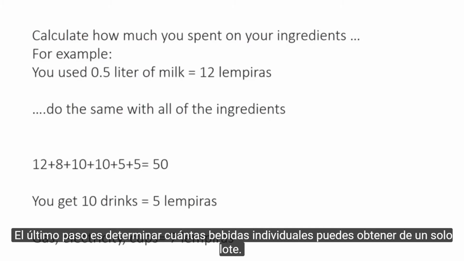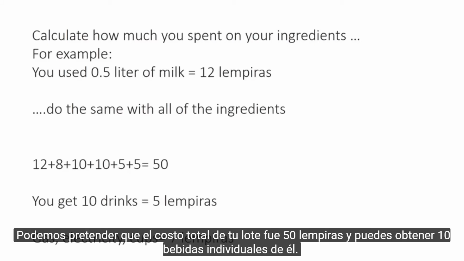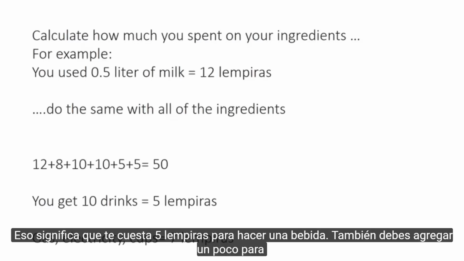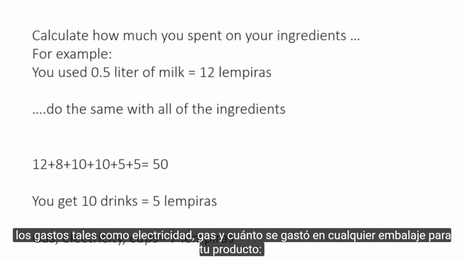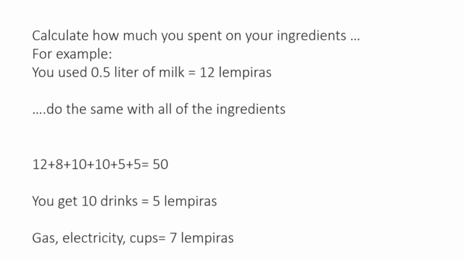Last step is determining how many individual drinks you can get out of your one batch. You can pretend that the total cost of your batch was 50 lempiras and you can get 10 individual drinks out of it. That means it costs you 5 lempiras to make one drink. You should also add a little bit for expenses such as electricity, gas, and how much you spend on any packaging for your product. Your final value, in this case, should be around 7 lempiras.